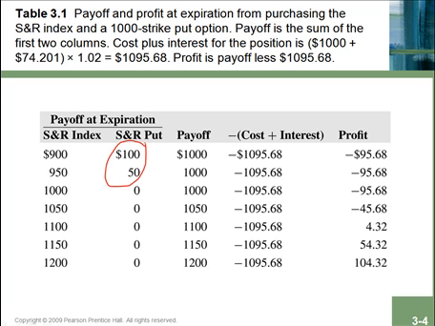Okay, let's take a look at some specifics here. First of all, let's suppose that the S&R index ends up with a value of $1,100.